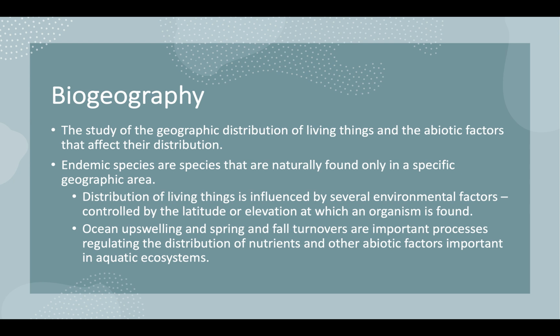So when we're talking about terrestrial, we mean land. Aquatic, we would mean oceans, lakes, rivers. So once again, in the ocean upwelling and spring and fall turnovers that happen often in ponds and lakes are both important processes regulating nutrients and factors that affect fish and underwater life within aquatic ecosystems.